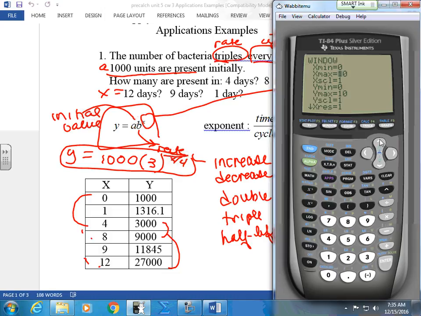It's a real life application. Now my x max, I look at what I'm asked for. I'm asked for 12 days maximum. So maybe I'll throw in 20 days. I want to see a graph.